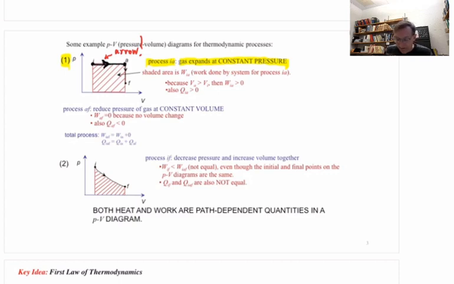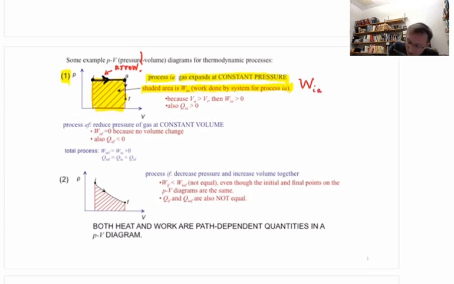What I've also done is I've shaded the area. Well, I cross-hatched it. Now I'm going to shade it. I'm going to shade the area under the diagram from point I to point A. It's that yellow area I just shaded. That shaded area is the work done by the system for process IA. It may be hard to read. I labeled that WIA.